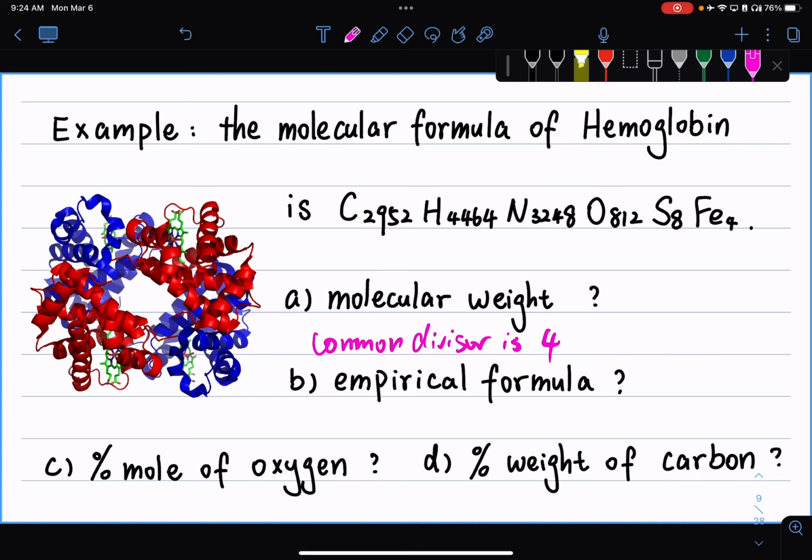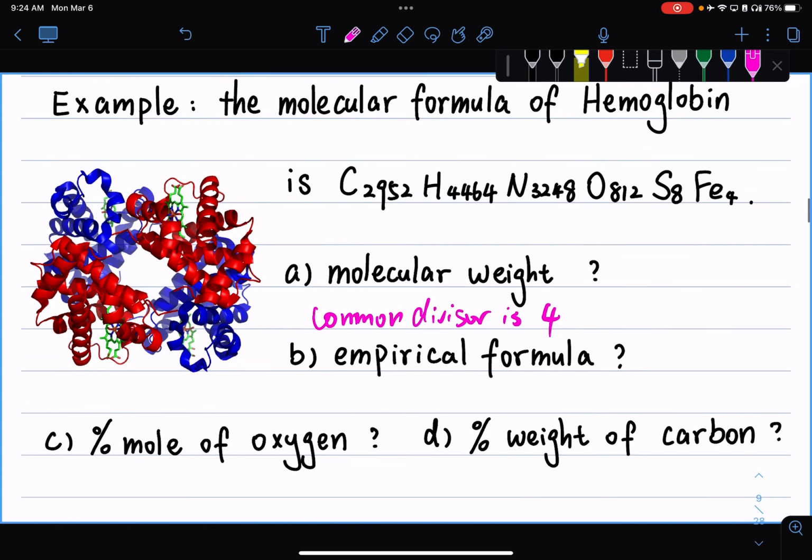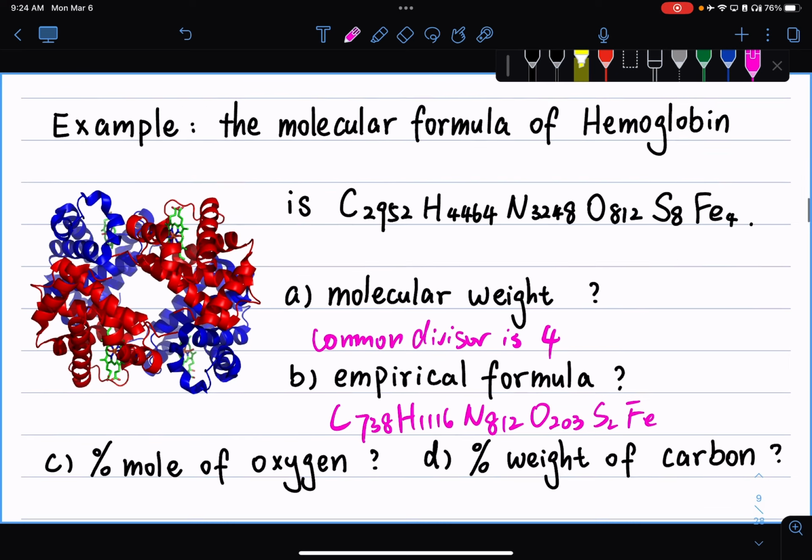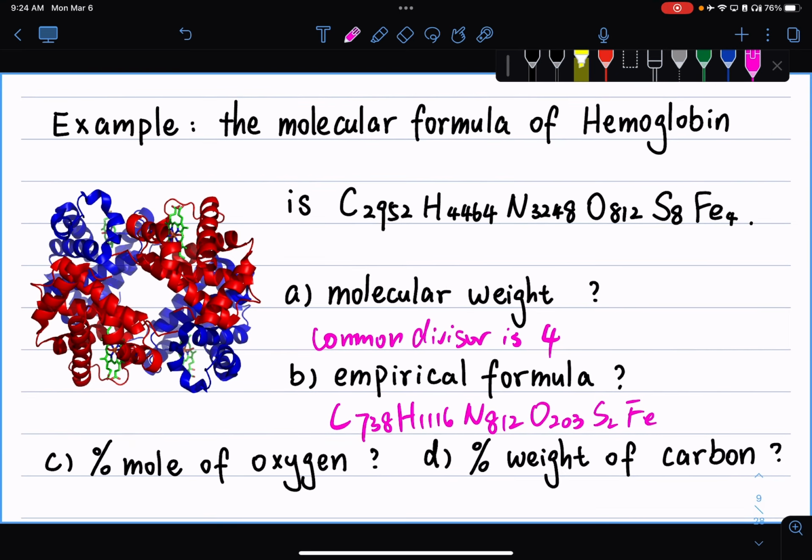So the empirical formula of hemoglobin is about C738 H1116 N12 O203 S2 Fe. I cheated a little bit, but you can use your calculator to check if my calculation is correct. All right, so it's just, can you translate between molecular formula and empirical formula? You can't do it vice versa, though.